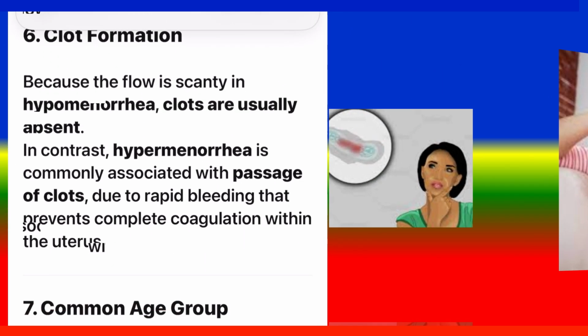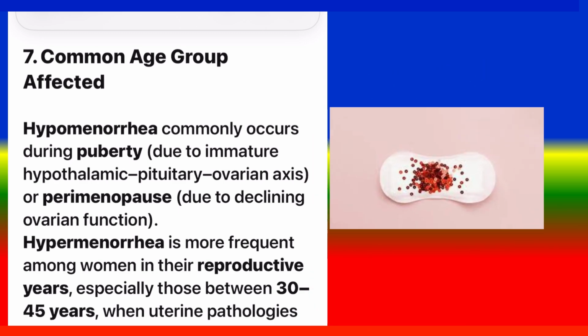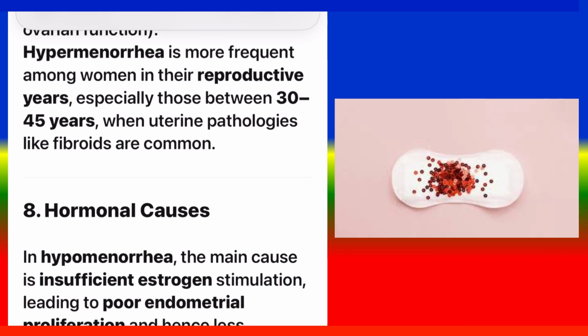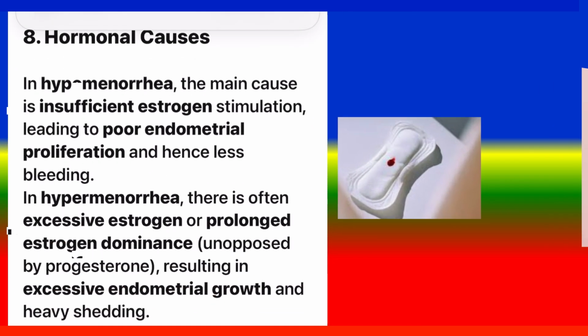7. Common age group affected. Hypomenorrhea commonly occurs during puberty due to immature hypothalamic-pituitary-ovarian axis, or perimenopause due to declining ovarian function. Hypermenorrhea is more frequent among women in their reproductive years, especially those between 30 to 45 years, when uterine pathologies like fibroids are common.